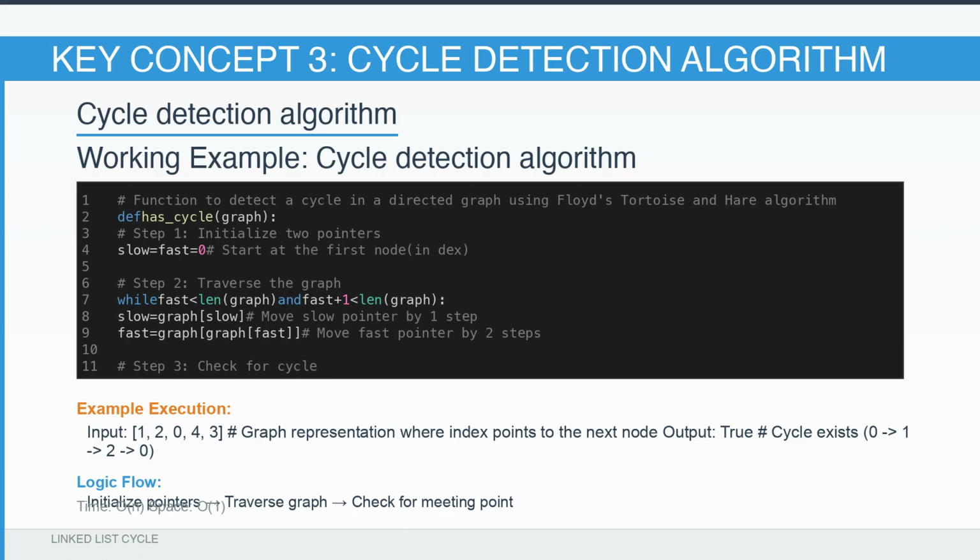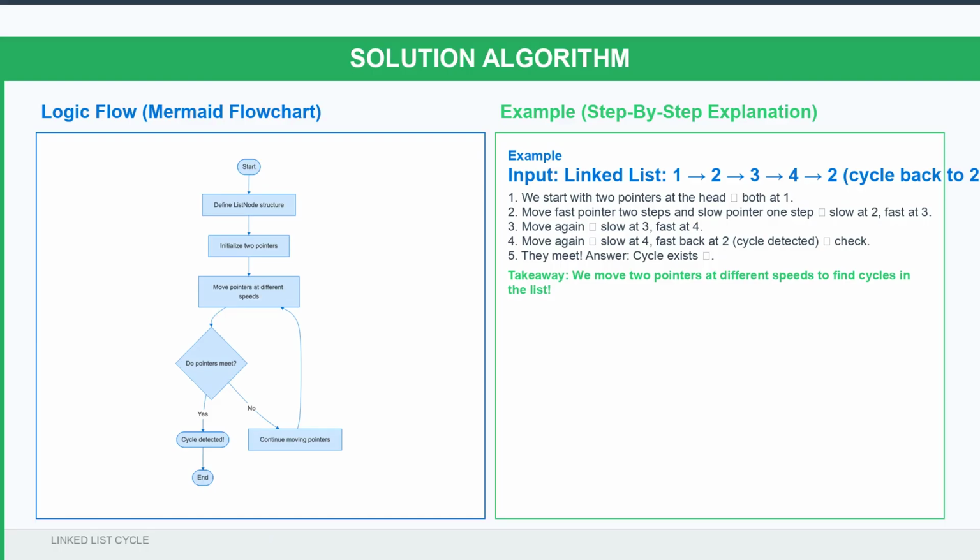Understanding this algorithm is essential, as cycles can lead to unexpected behaviors in many applications, such as linked lists or graphs. LeetCode problem 141 focuses on detecting a cycle in a linked list. To tackle this, we can use Floyd's cycle detection algorithm, often called the tortoise and hare algorithm.